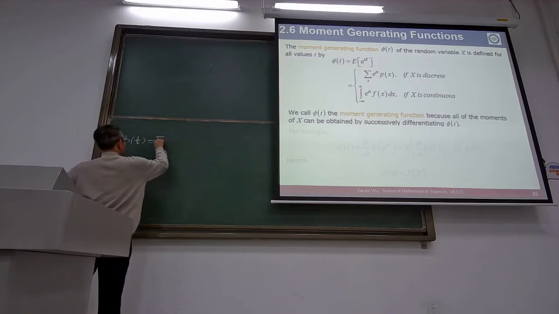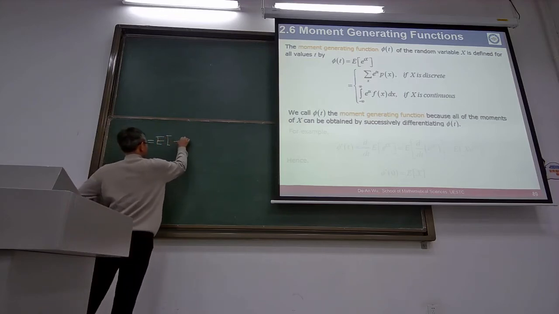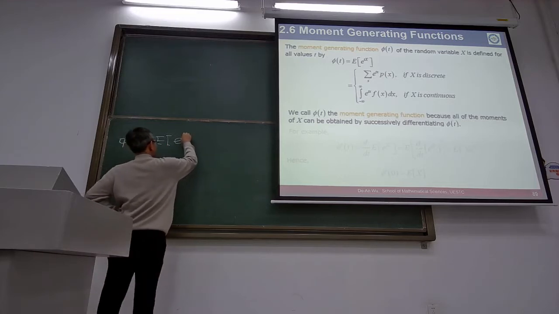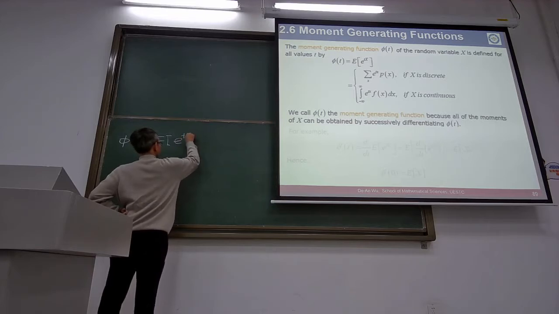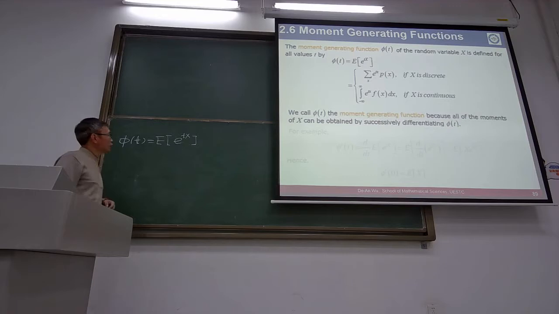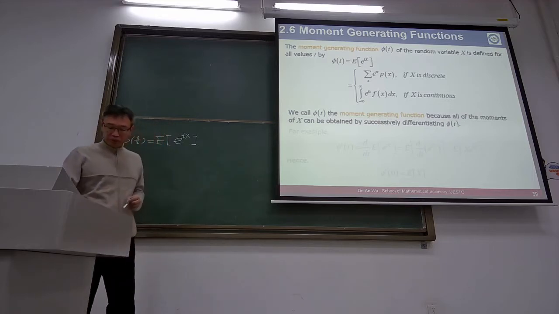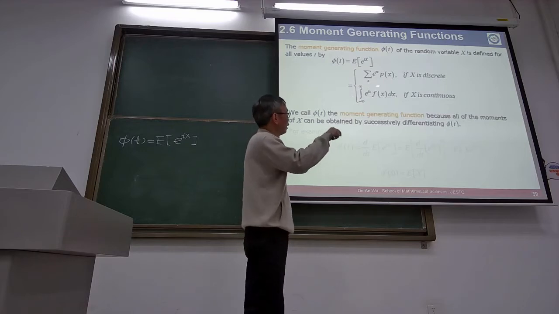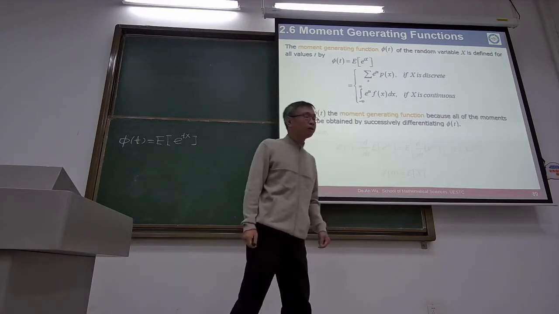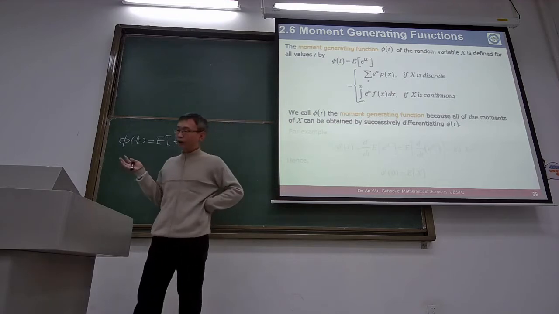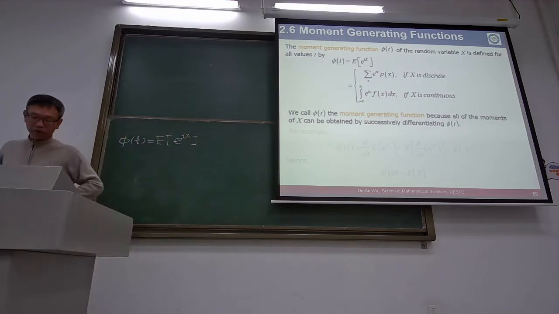The moment generating function is defined by the expectation of exponential e to the tX. Here t is just a parameter, which can be calculated for the discrete case and the continuous case, just like we find the expectation of a random variable.